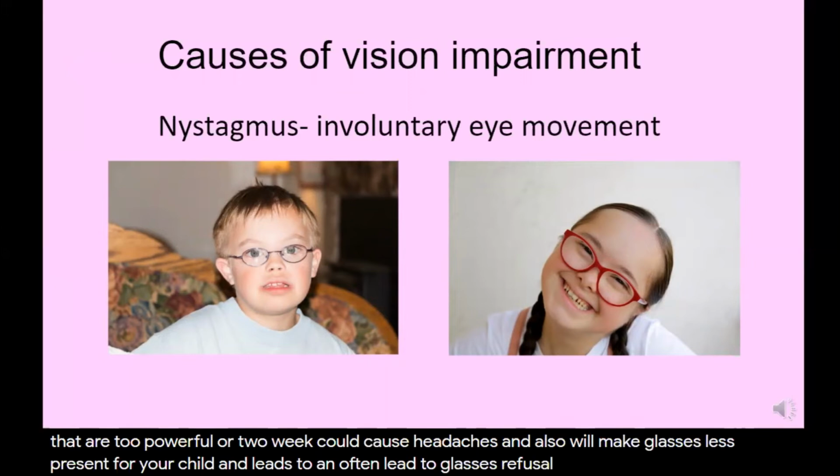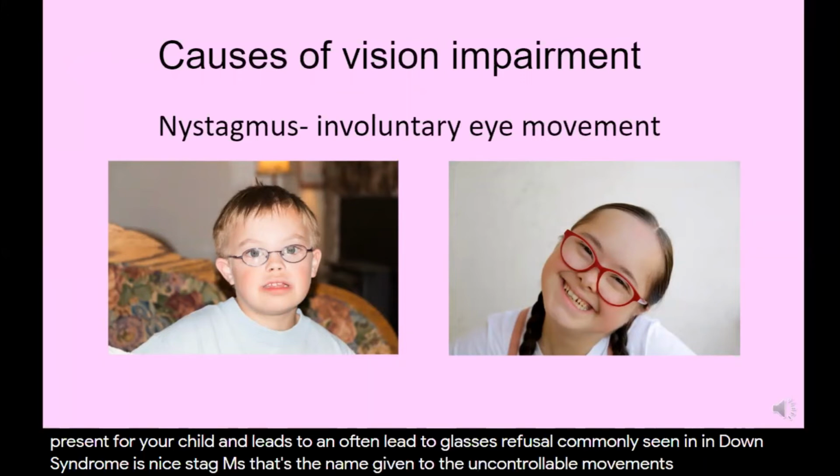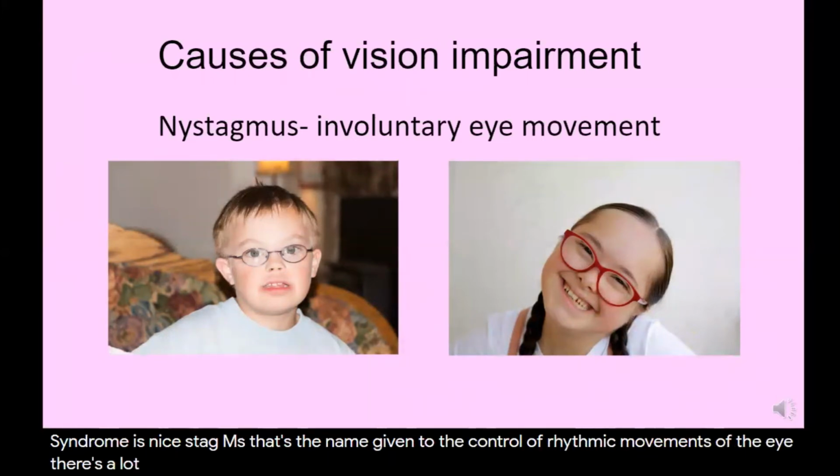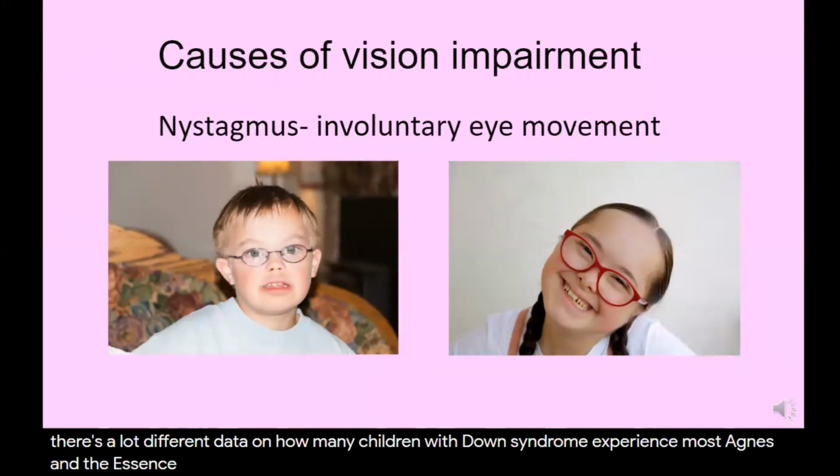Another condition commonly seen in Down syndrome is nystagmus. Now, that's the name given to uncontrollable rhythmic movements of the eye. There's a lot of different data on how many children with Down syndrome experience nystagmus, and the estimates range from 9% to 30%, which is a very vague number, I think.